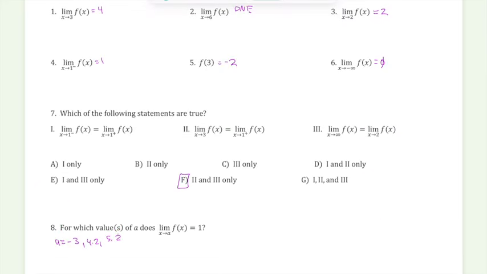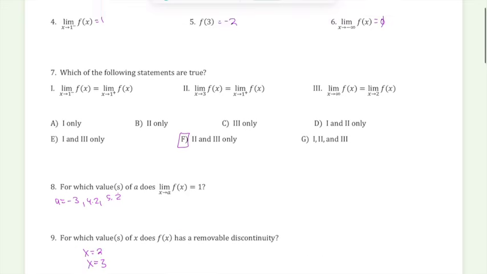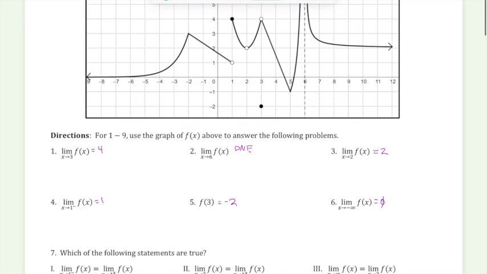And then question 9, for what values of x do we have a removable discontinuity? So removable discontinuities are just holes in the graph. So it looks like we have one at 2 and one at 3.